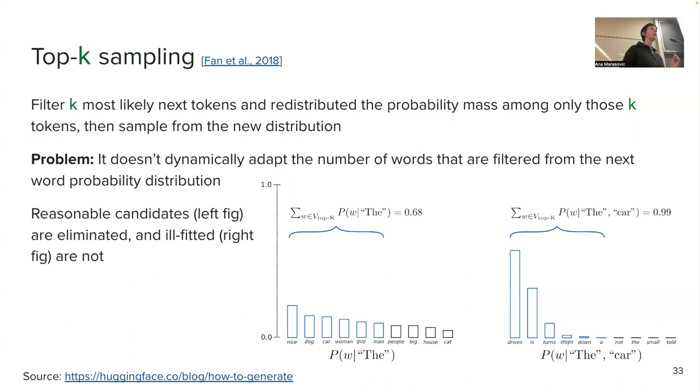We always use the same k, no matter how peaky or flat the distribution at a given time step is. So for example, on the left here, because the distribution is flat, all of these are reasonable options, yet some of them are eliminated. And here, on the other hand, because we use the same k, I believe six, some of these that are totally not fitting for the next word are included as candidates. So we would like to have a more flexible option where here we discard these.